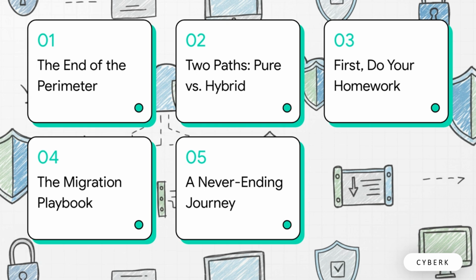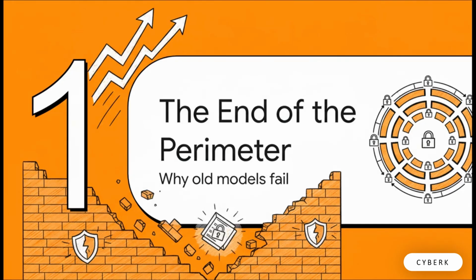We're going to break it down into 5 key parts. We'll kick things off with why the old model is failing. Then we'll look at the 2 main paths you can take. After that, we'll cover the essential prep work, the homework you just can't skip. Then we'll walk through the actual migration playbook. And finally, we'll talk about why this is really a never-ending journey. Okay, so part 1, the end of the perimeter.